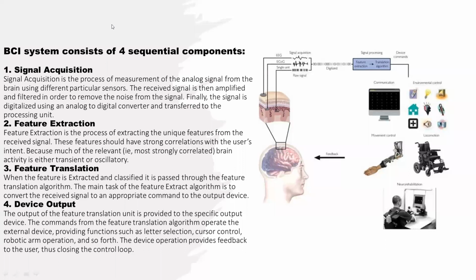The first component is the process of measuring the analog signal from the brain using different sensors. The second one is the process of extracting unique features from the recovered signals. The third one is where the extracted features are classified and passed through the feature translation algorithm. The last one, device output, is a translation unit that provides the command to the specific output device.